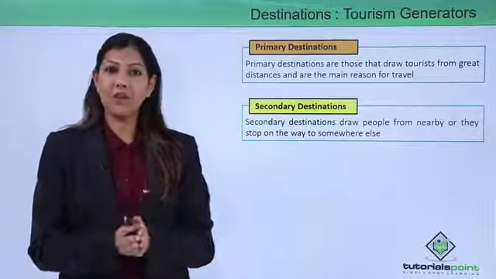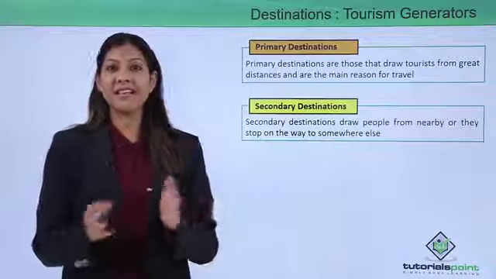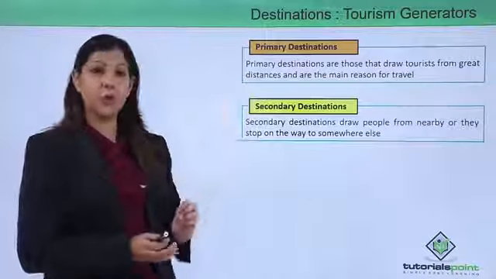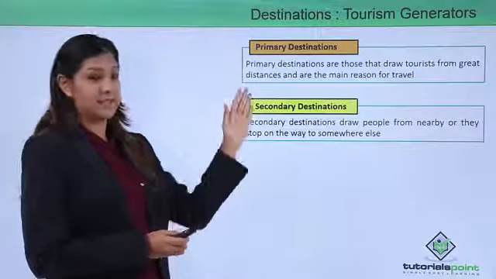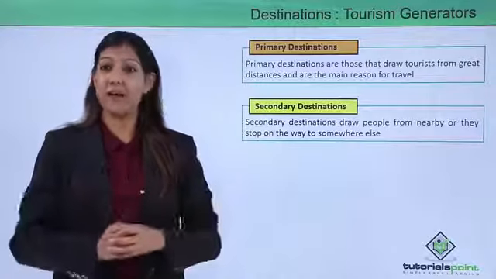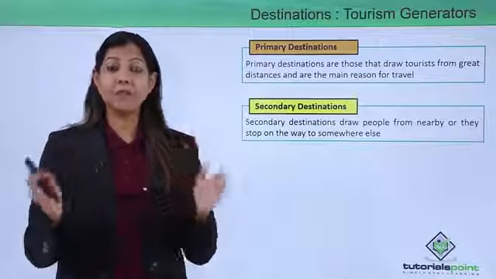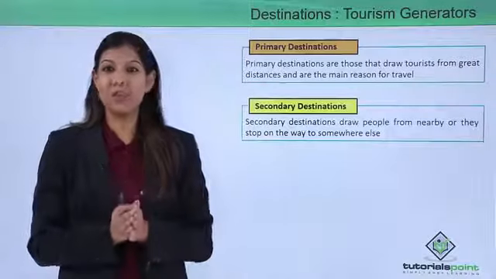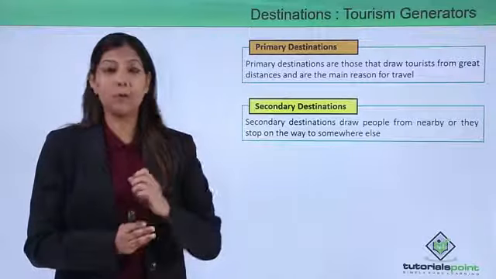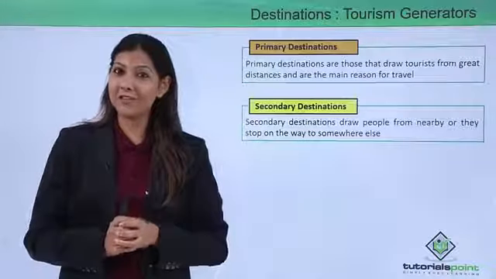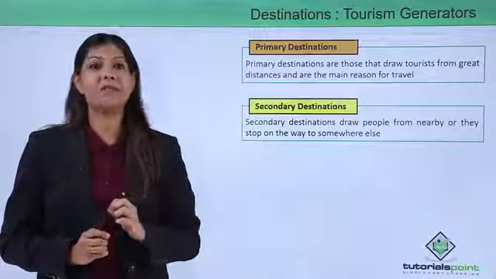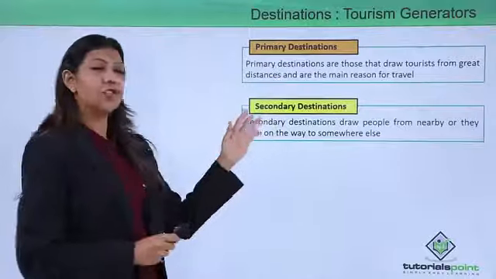Talking about destination, well, there are certain primary destinations and secondary destinations. Let's take a look at what they are. Primary destinations are those which attract the tourists from great distances and are the main reasons for travel. For example, a city like Agra is a primary destination, and people are attracted to go to Agra to visit the Taj Mahal, and people come from great distances. Even outsiders, probably foreigners, are enchanted to come and visit the Taj, and hence the primary destination becomes the city of Agra.